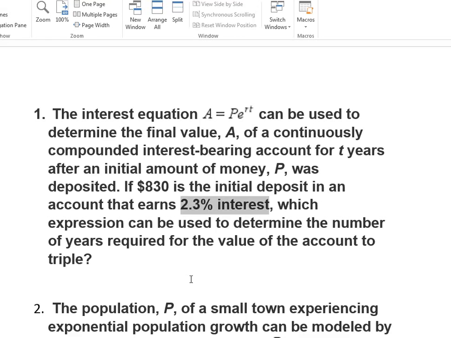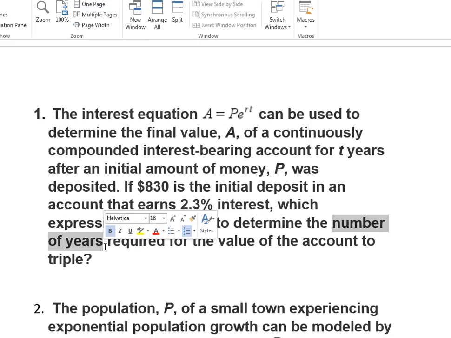Which expression can be used to determine the number of years? So I'm solving for the number of years. That's what I'm solving for. I'm going to be solving for T. Required for the value of the account to triple. The value of the account to triple.